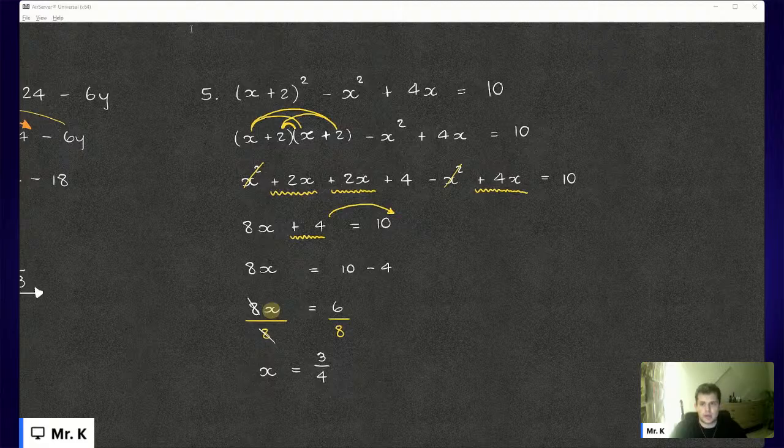Okay. Quickly copy down number 5. If you have any questions about number 5, please let me know. If you have any questions in general too, if there's something you want to know about the way I'm solving these equations, please, please, please ask.